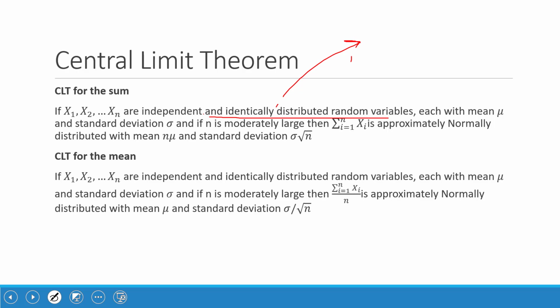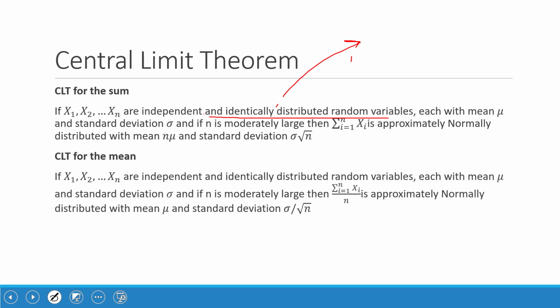And if we have a moderately large n, then the sum of those random variables is a random variable that is approximately normally distributed with mean n mu and standard deviation sigma root n. Now, for those of you who have advanced mathematical training, I welcome you to derive that and prove it for yourself.